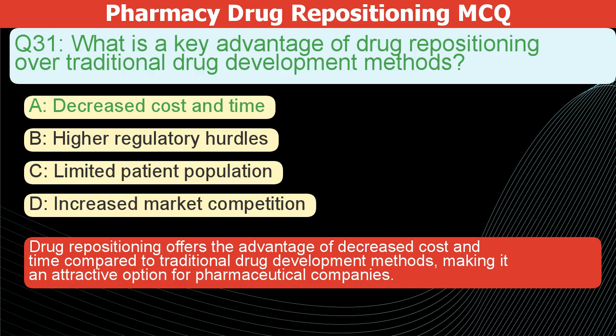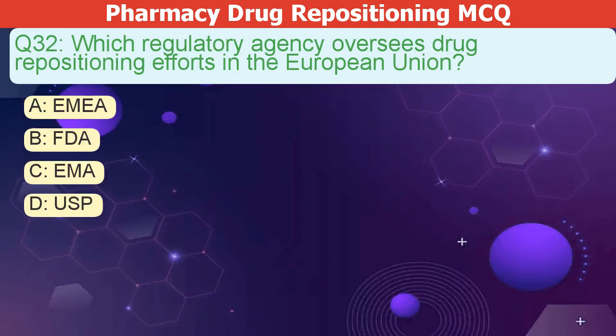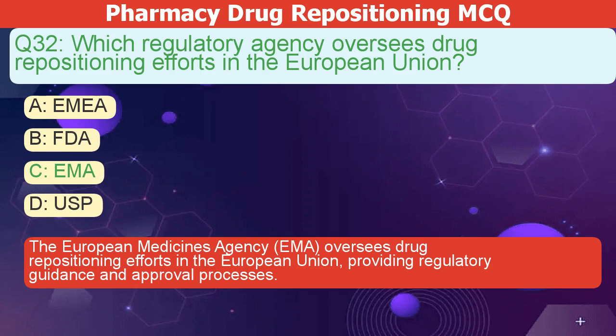option for pharmaceutical companies. Which regulatory agency oversees drug repositioning efforts in the European Union? A. AMEA. B. FDA. C. EMA. D. USP. The correct answer is C. The European Medicines Agency, or EMA, oversees drug repositioning efforts in the European Union, providing regulatory guidance and approval processes.